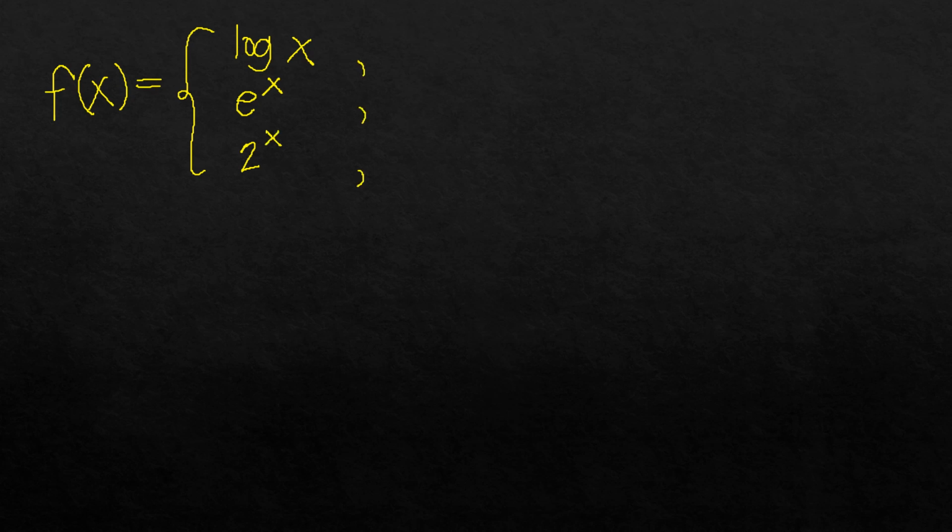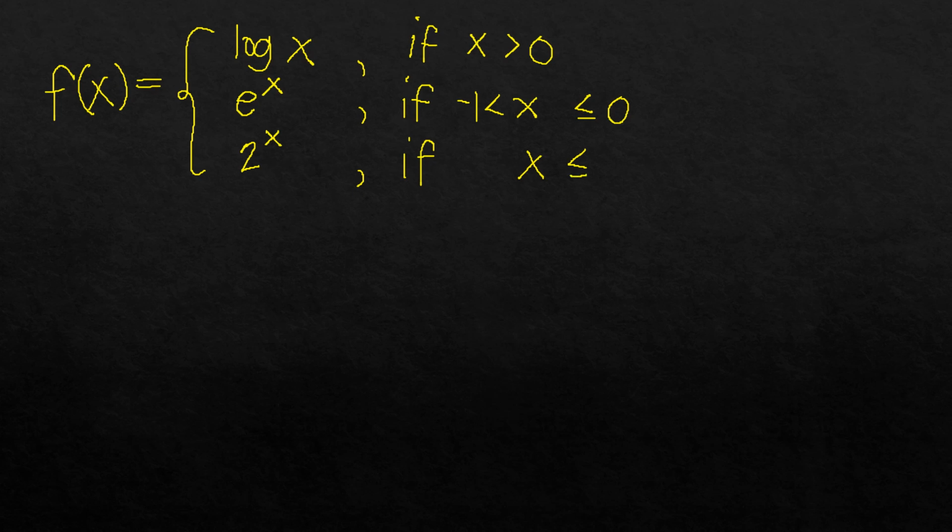And let's try to identify the subdomains. Let's say we can only use f of x that is equal to logarithm of x if the values of x is greater than 0. So we can use e raised to x, f of x that is e raised to x, when the values of x is less than or equal to 0, but greater than, let's say, -1. Now we can use f of x that is equal to 2 raised to x if the values of x is less than or equal to -1. Okay, so as you observe, I am also identifying distinct domains or subdomains of each subfunctions.